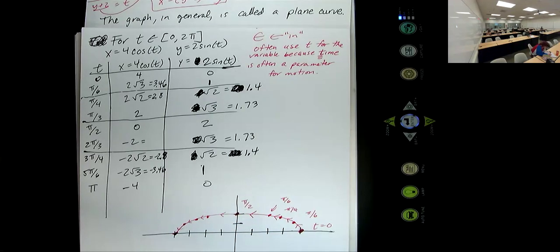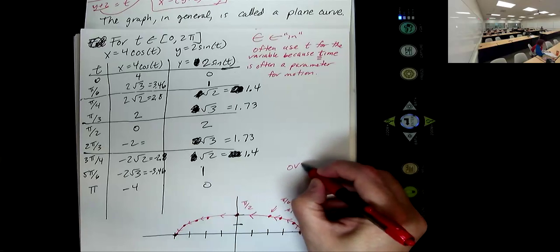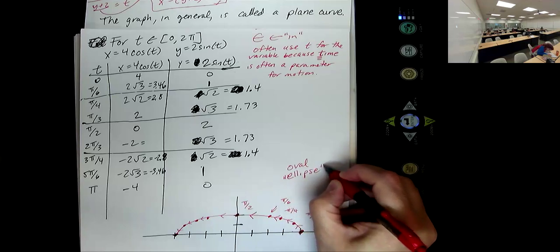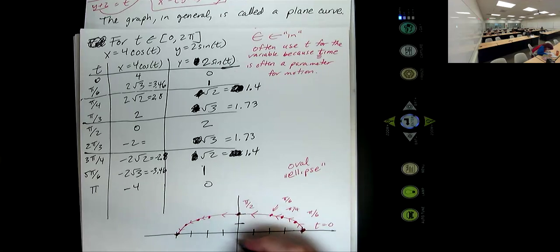What do you think the other side does if we keep going from pi through 2 pi? What kind of shape does it look like it's making? An oval. An oval. And in math jargon, we call that an ellipse. And the way an ellipse works is it kind of is symmetrical over this. So I think the rest is doing that.